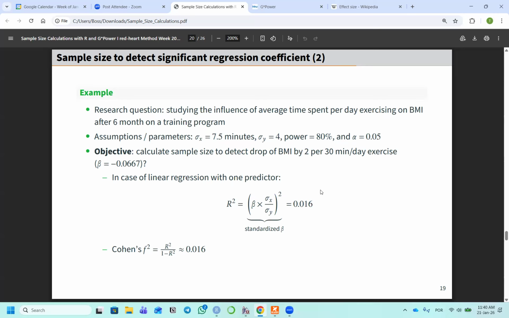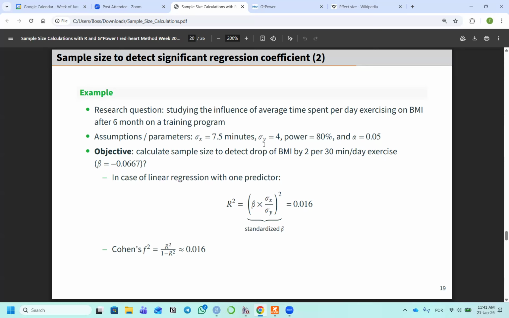But for today, I will simply talk about testing a significant effect for a certain covariate. Let's say my research intention is to study the influence of average time spent per day exercising on BMI after 6 months. My assumptions are that the standard deviation of my X is 7.5 minutes, and the standard deviation of my response, or outcome variable, is 4. I usually set my power to 80%, and my type 1 error to 0.05.